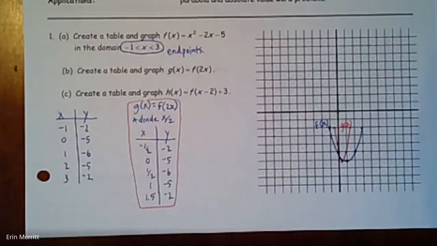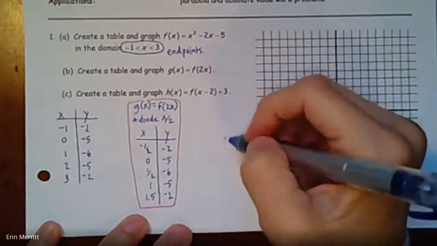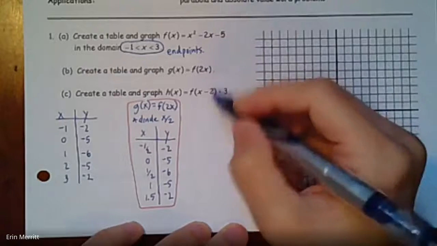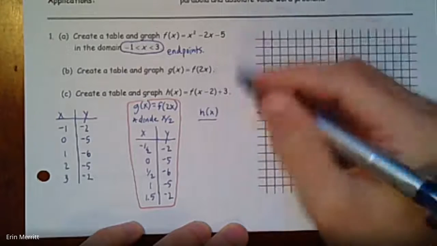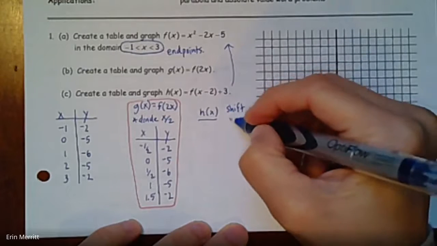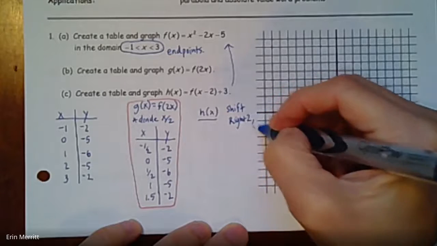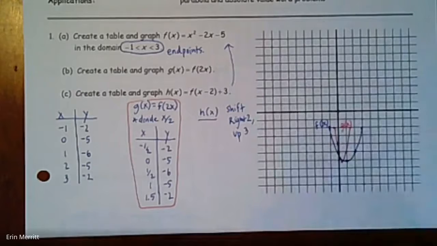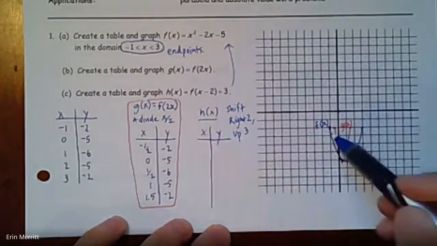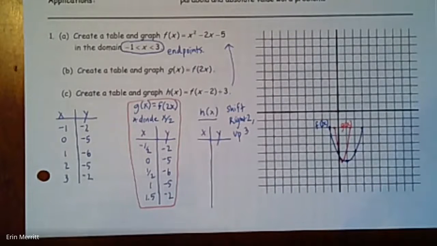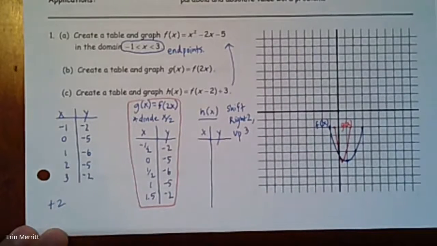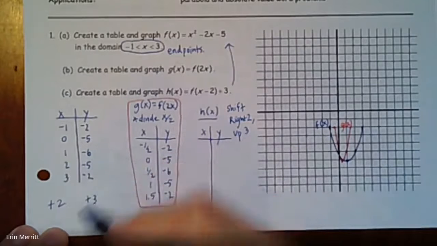And then the last part says create a table and graph h of x. So h of x equals f of x minus 2 and then plus 3. So what we want to keep in mind for h of x is that you're going back to the original, and it's going to be a shift to the right 2 and then up 3. Now, because it does ask for a table, take a moment, create the table. And now it's up to you. If you want to walk the points over and then say what they are, that's fine. Otherwise, if I'm going to the right 2, that means I'd be adding 2 to all the x coordinates over here. And then going up 3 means I'd be adding 3 to all the y coordinates.